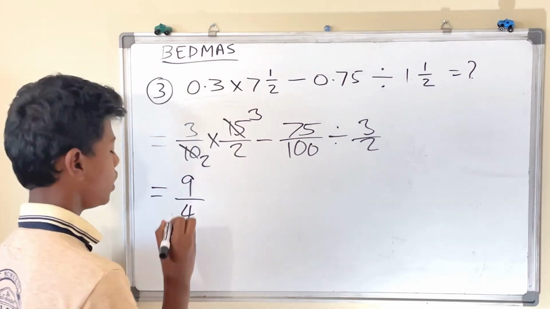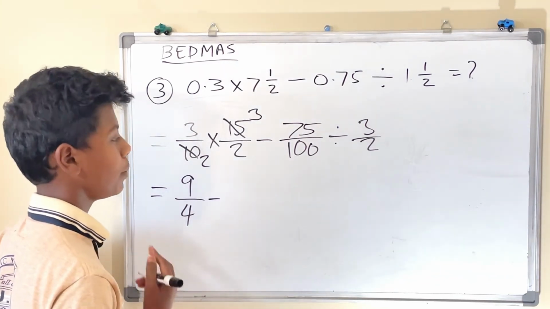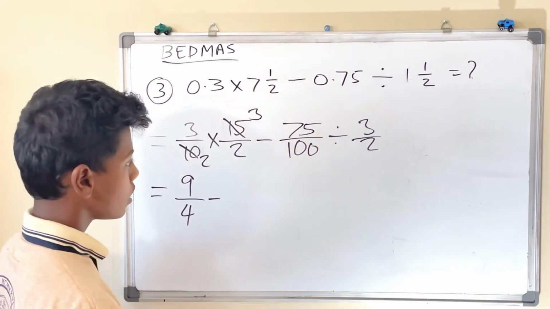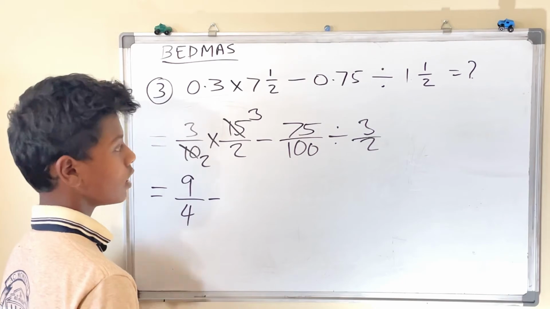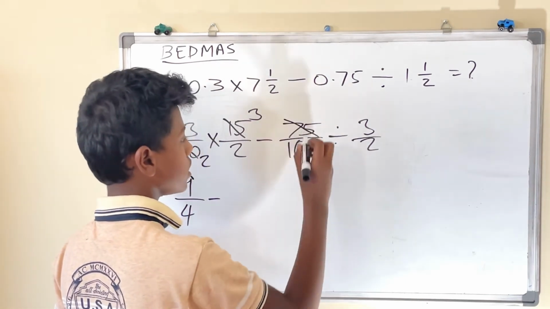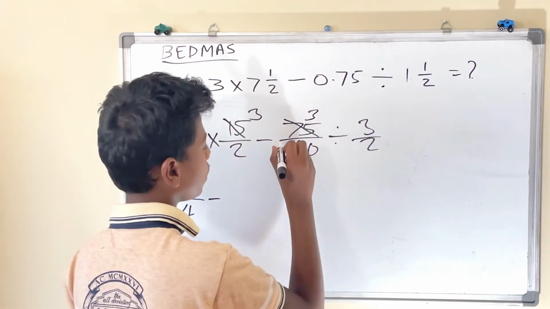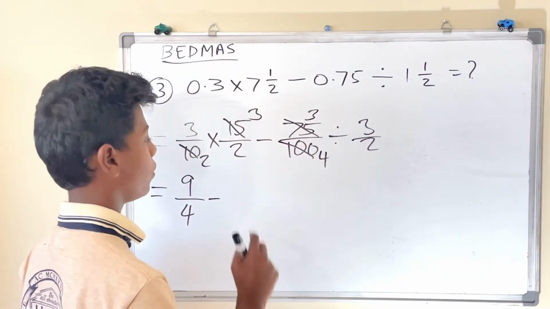And then 9 over 4 minus, so 75 over 100, it's a really big number. So we're just going to reduce it before we divide it. So when we reduce it, we can take out common factor 25. So 25 times 3 is 75. So we can cross out 75 as 3. And 25 times 4 equals 100. So we can cross out 100 as 4. So that leaves us with 3 over 4.